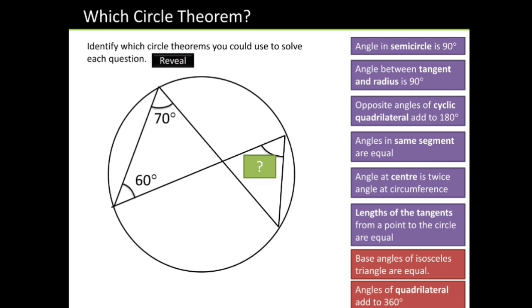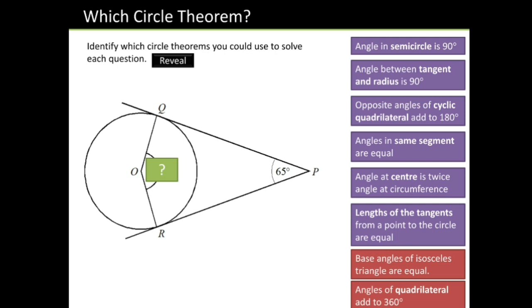Second question, we need to find this angle. So let's think together which theorems we can use to find this angle. We can use angles in same segment are equal. Yes, because this angle and this angle both hold the same segment, so they are equal.